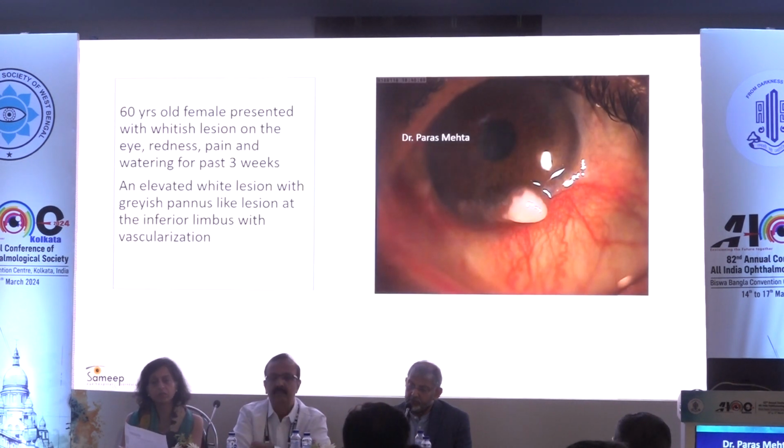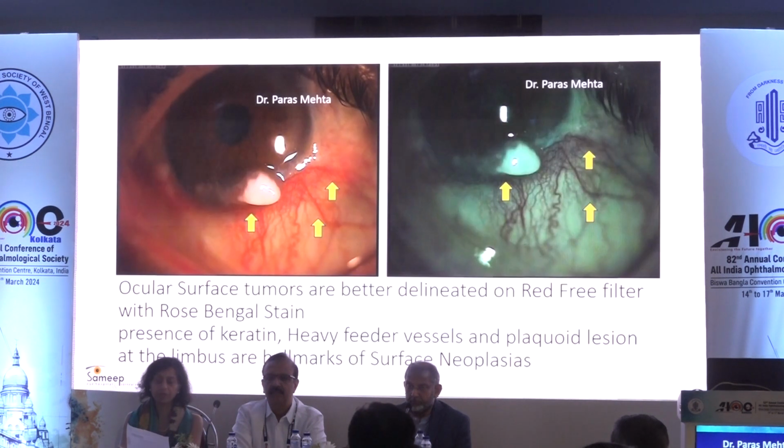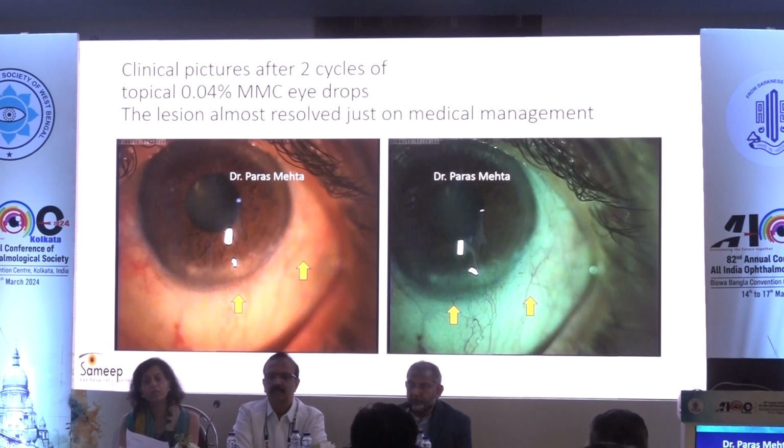We'll just look at some clinical scenarios. Here is a 60-year-old female who presented with a whitish lesion on the eye, redness, pain, and watering for 3 weeks. As you can see here in the clinical picture, there is a grayish pannus at the limbus with vascularization. They are better delineated on the red-free filter.